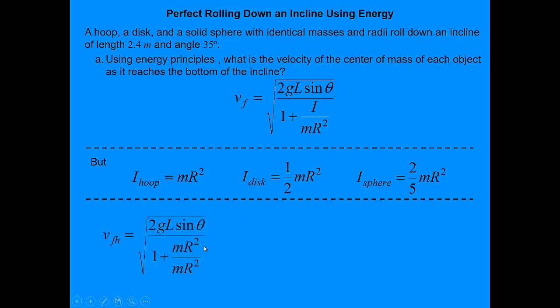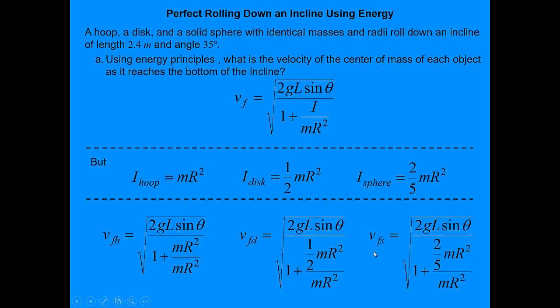So there's the mr squared for the hoop. Notice H for hoop. D for disc, 1/2 mr squared. S for sphere, 2/5 mr squared. And what do you notice? Yeah, you see this? That's why I did the weird 1 over m multiplication to both sides. The mr squareds cancel. That means that any mass or radius hoop will have the same speed at the bottom of the hill.